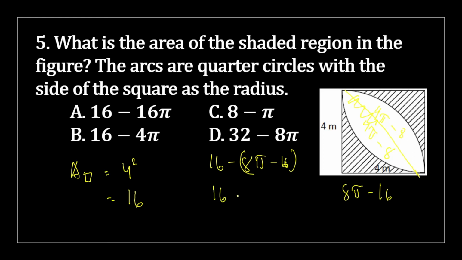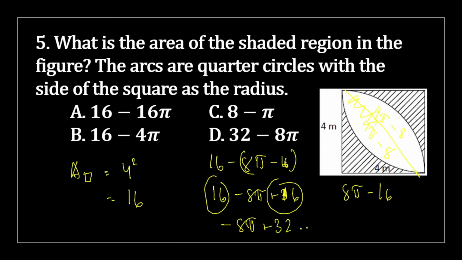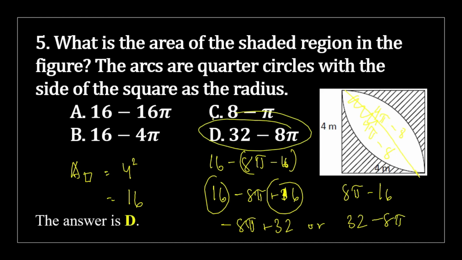So we have 16 minus 8 pi plus 16. Sorry. So combine like terms. So these are like terms. So we have negative 8 pi plus 32, or 32 minus 8 pi. So the answer is letter D. I hope that is clear for you.